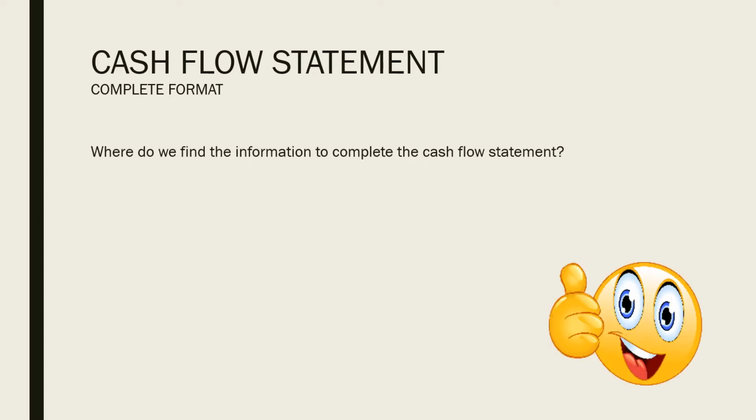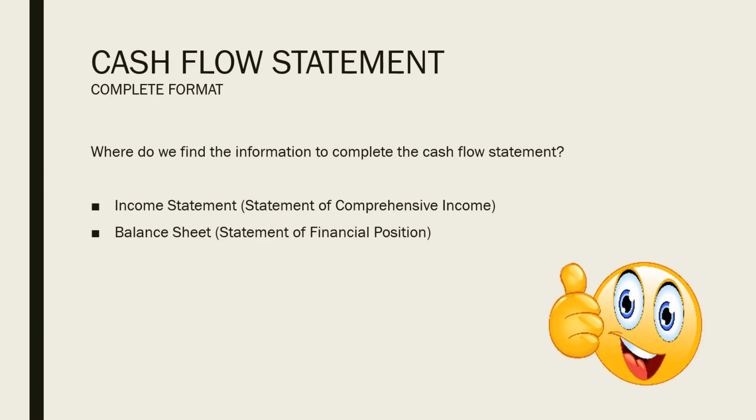So where are we going to find the information to complete the cash flow statement? First of all, we are going to look at the income statement or the statement of comprehensive income. Then we also look at the balance sheet or the statement of financial position. And lastly, there might be some additional information that they're going to provide to us to explain certain figures, much like the adjustments that you are used to.